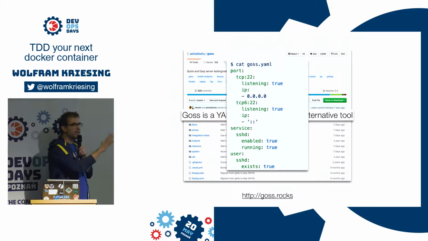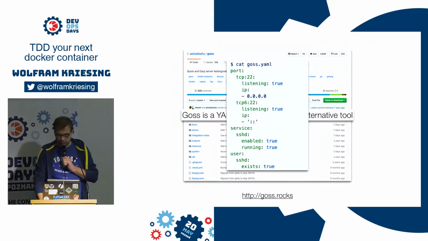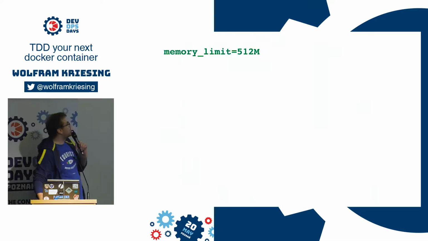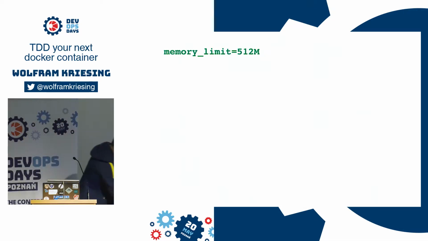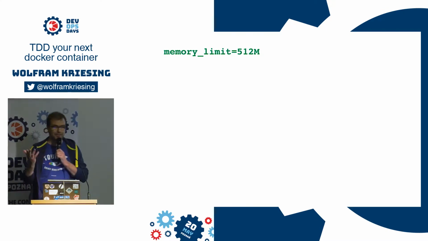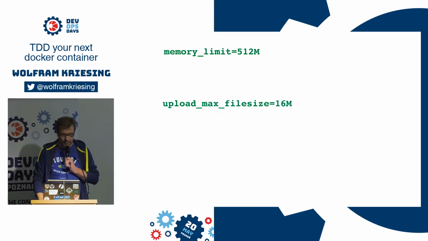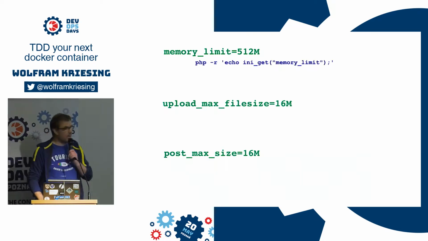Basically, the test files look like this. This is a YAML file. You don't have to understand them now. We'll build one in a second. But let's go back to our problem, the memory limit. How would you test that, now that we actually know where we're going? Yeah, probably you have an idea.